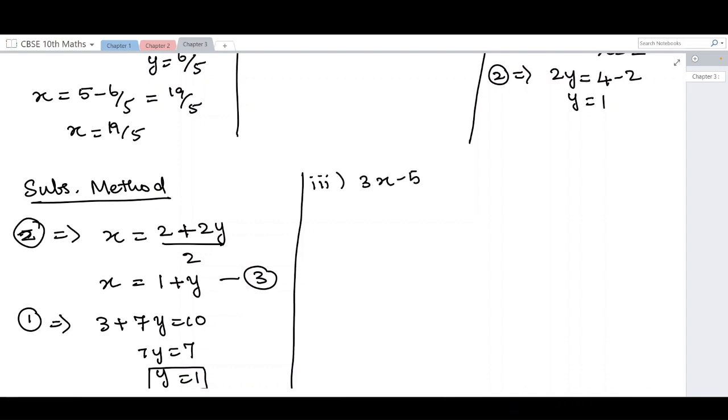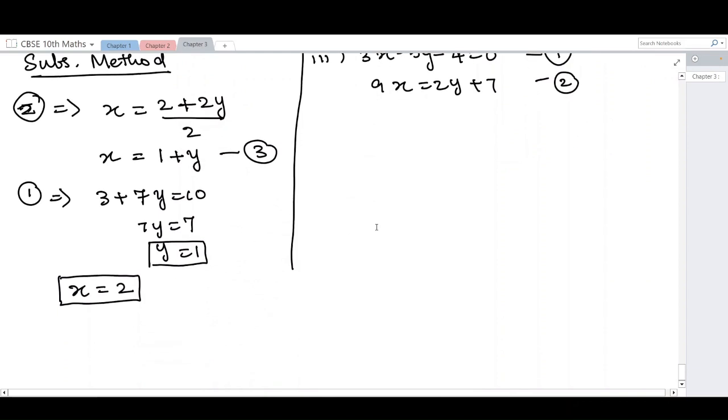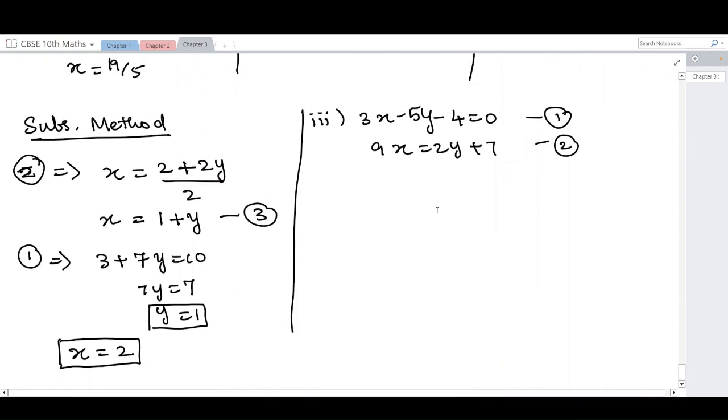3x minus 5y minus 4 equal to 0. 9x equal to 2y plus 7 is the second equation. Now, by elimination method, we have to eliminate any one variable. Since the coefficients of x and y are multiples of 3, we can try to eliminate the variable x first.